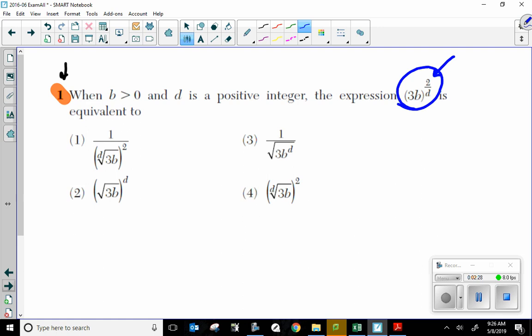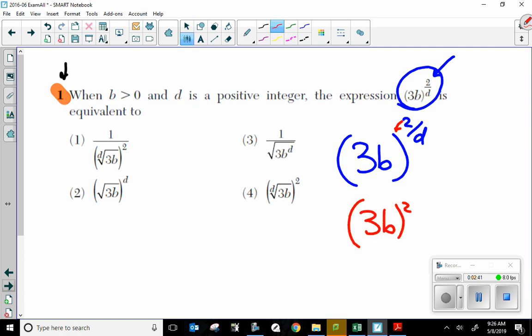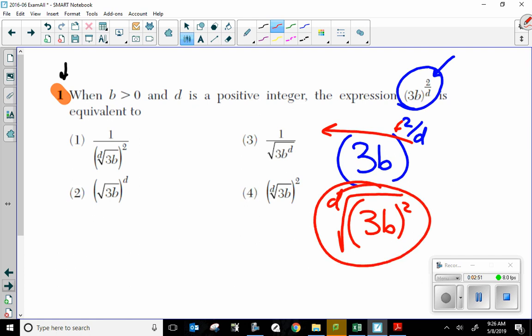In my class, I say top down, bottom out. So if I have 3b raised to the 2d, the top number just slides down. So I have 3b squared. And the bottom, out. That becomes my root. Top down, bottom out. That's the answer. And that, as I'm looking at this, is choice 4. D is the root, and this just slides down and we square it. Okay? Pretty simple. It's a nice, easy one to start with.